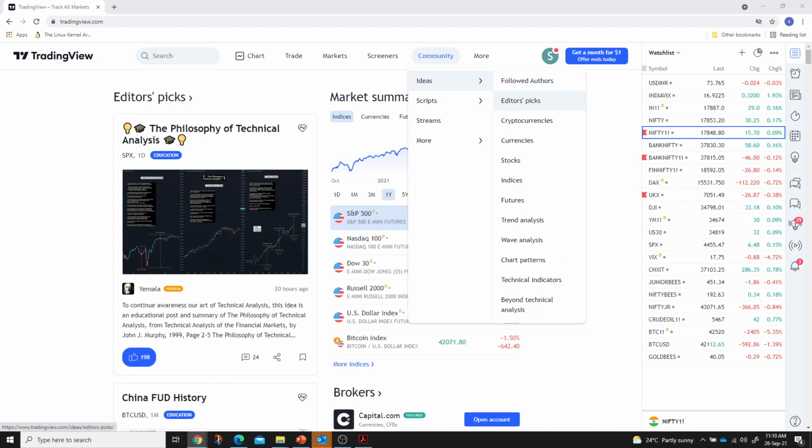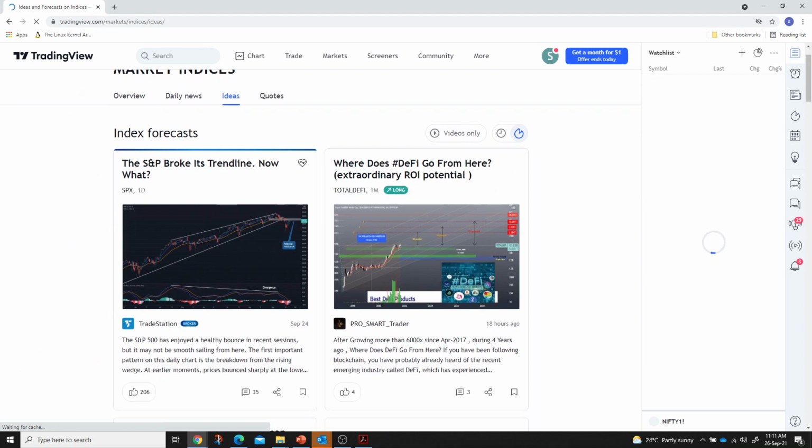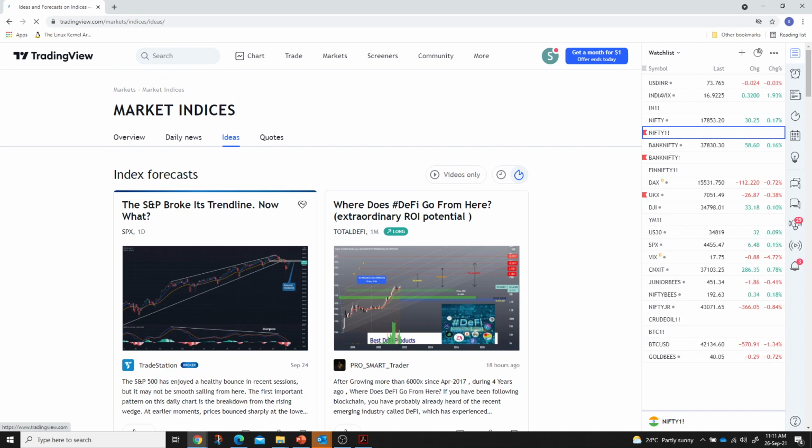Then there are editor picks. So there is a big moderator community also in TradingView where they go through scripts and then the best ones they mark as editor picks. Then many people share ideas in their respective areas. For example, currencies, indices, futures, and if you click on one of them, for example, indices, you will see ideas being shared as a feed, and you can then choose to follow some of them, or if you have your own idea you can also post.